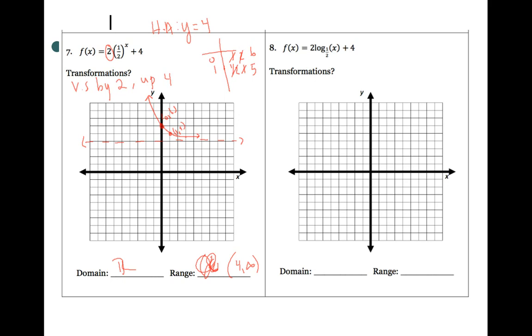There's no x-intercept, and we actually know what the y-intercept is, so I'm glad I didn't save it for this one. This one is going to have a vertical stretch by 2, and it's going to go up 4 as well. It's not going left and right at all, so your vertical asymptote is just going to be x equals 0. Oh my god, I didn't label this one.